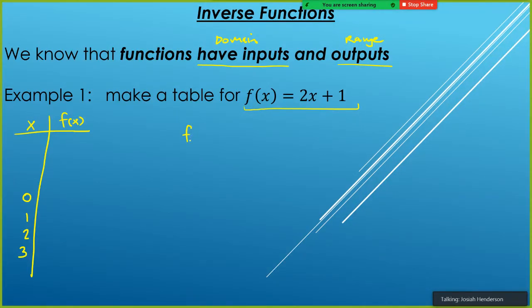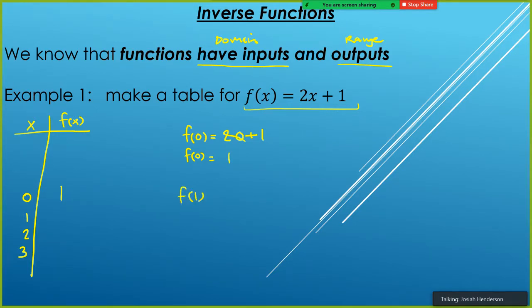So let's plug in 0. So f of 0, is how we say that, is equal to 2 times 0 plus 1. 0 times 2 goes away, and we're left with just good old 1. So f of 0 is 1. That's my output when I plugged in a 0. So there's our first range number. Cool. Now we're going to plug in 1, and then we'll do 2, and then we'll do 3.